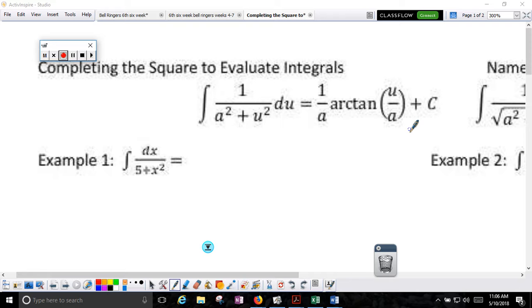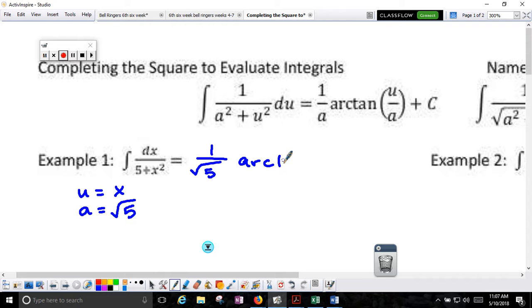So the first one here, if we just identify what u and a are, so a squared is this first term, so my a is going to be root 5, because root 5 squared would give me 5, and that matches up with that a squared. So you can see u squared is back here, so in this case u is just x. So for the first problem, we're just going to plug into the formula. 1 over root 5 arctan of x over root 5 plus c.